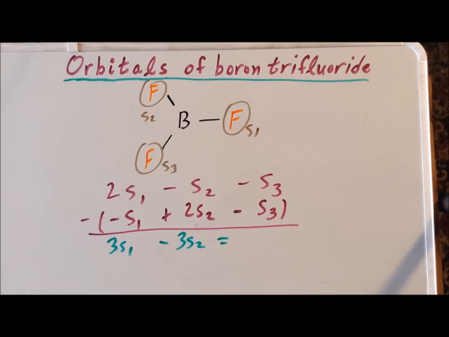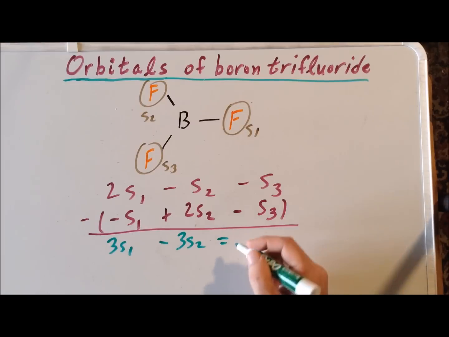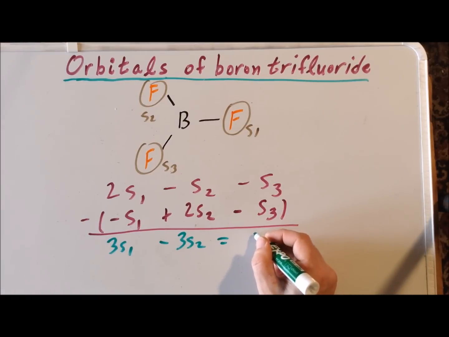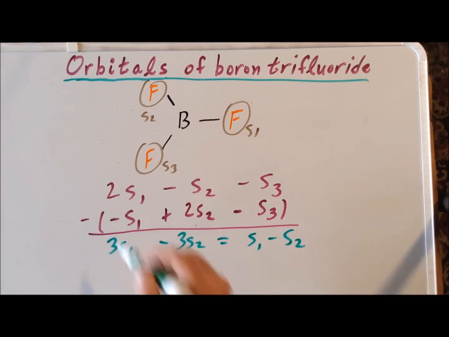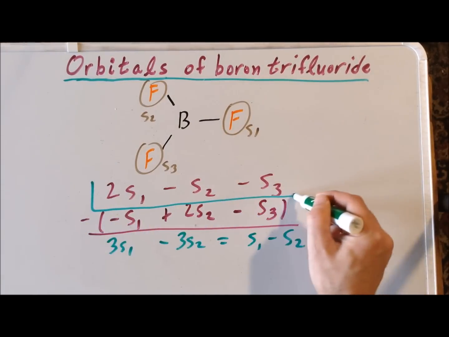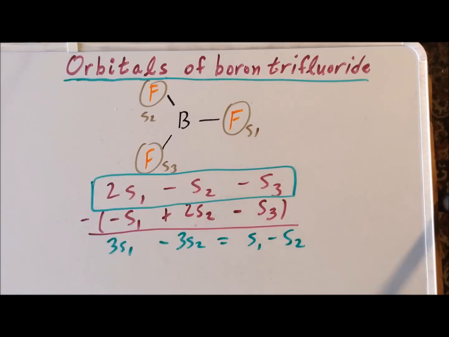And again, we're going to use the fact that we can divide through by a constant and not change the orbital. It'll still be a solution to the Schrodinger equation. So this gives us S1 minus S2. So the other member of the E prime irreducible representation, in addition to 2S1 minus S2 minus S3, is S1 minus S2. So now we've found all three of the sigma orbitals for boron trifluoride.